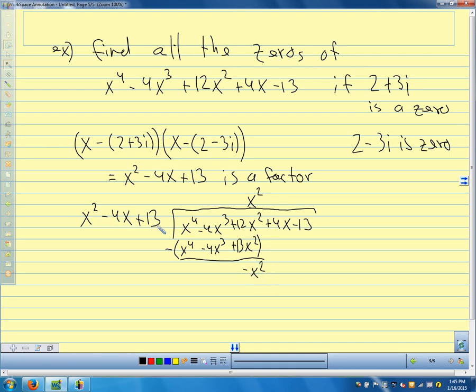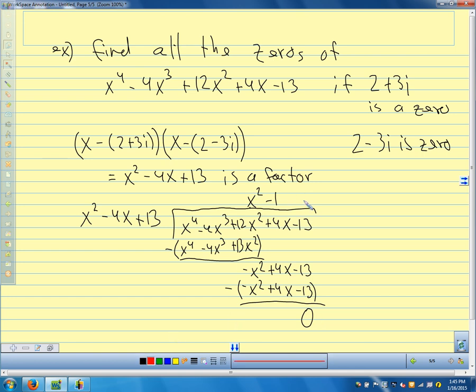Because I have 3 terms out here, I need to have 3 terms down here to divide, so I'm going to bring down the plus 4x and the minus 13. Now I say, what do I have to multiply x squared by to get negative x squared? Negative 1. Multiply. Plus 4x. Minus 13. Subtract, and my remainder comes out to be 0, because it is a factor.